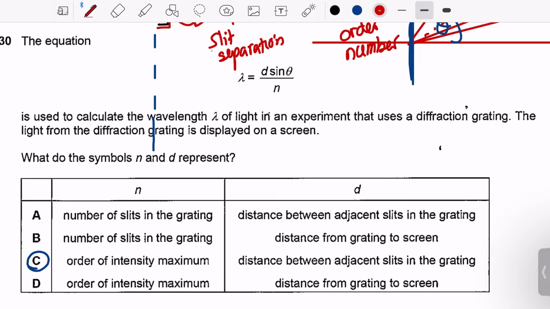So let's check. N is number of slits? No, it's not about slit. Order of intensity maximum? Yes, this is right. Now what is d? d is the distance between adjacent slits. That's right. Distance from grating to screen? No, it has nothing to do with this d sine theta equals n lambda equation. So this is not relevant.